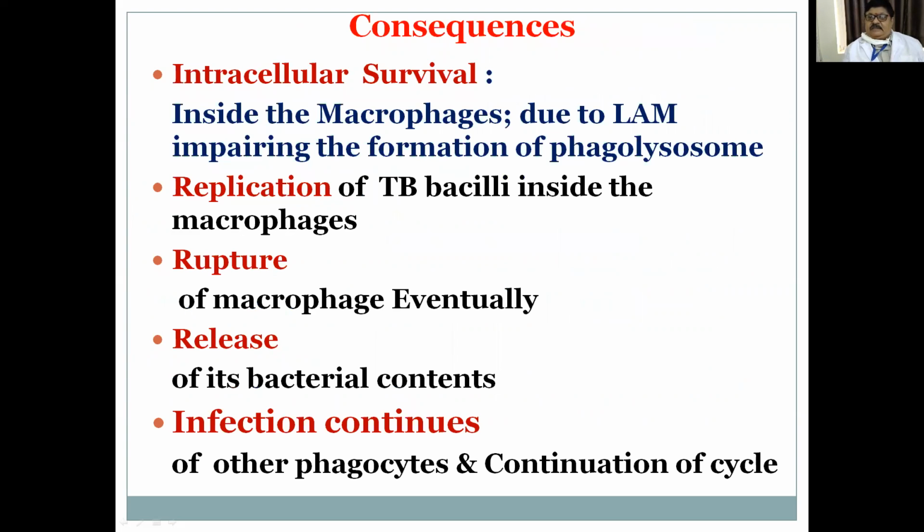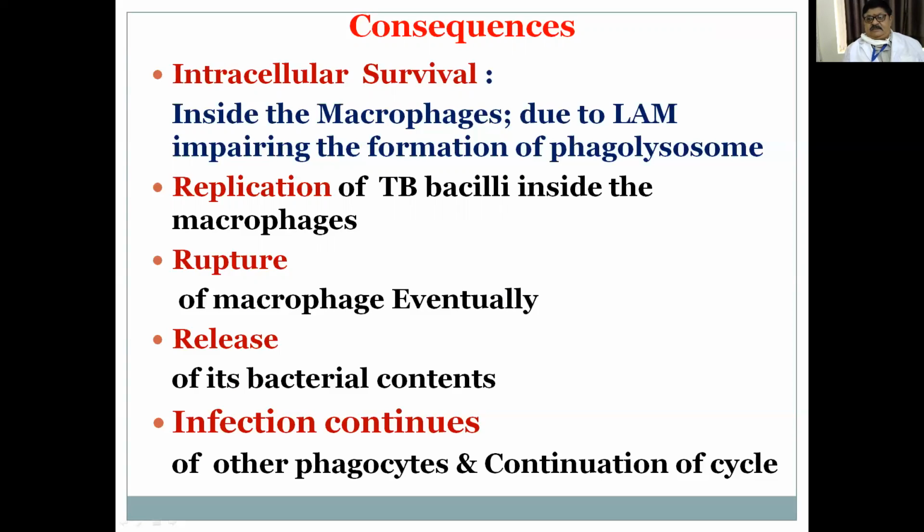as I've been repeatedly telling you, intracellular survival is to the advantage of the bacillus inside the macrophage due to the presence of LAM, impairing the formation of phagolysosome. If you remember your immunology classes, phagosome and lysosome combine to form a phagolysosome. And the host defense is reduced by the presence of LAM because it is impairing the formation of phagolysosome.